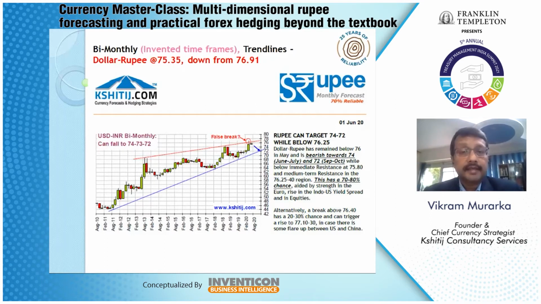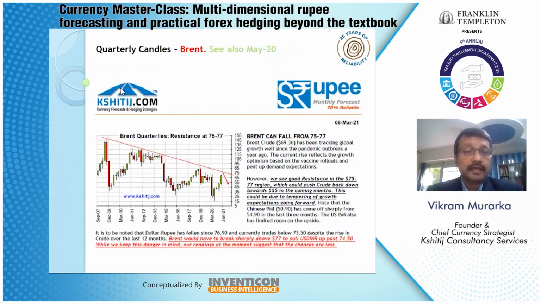Okay. Next, let's move on to the next chart. Again, large time frame quarterly charts, quarterly candles. This we're using on Brent. Here, this was done on 8th of March 21 when Brent was 69.36, and we said that it could fall from 75, 77. So we went up to about 77 or 78, and thereafter, you know that we have started falling, and this is the view that we currently hold, that Brent can come down towards 55 over the next 3-4 quarters.